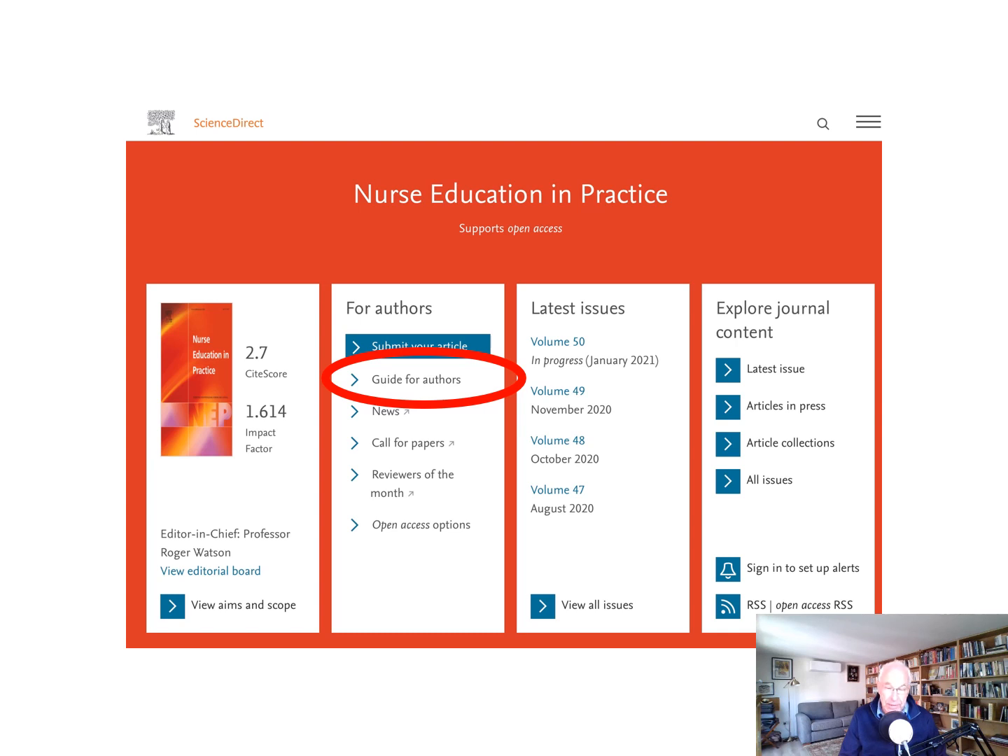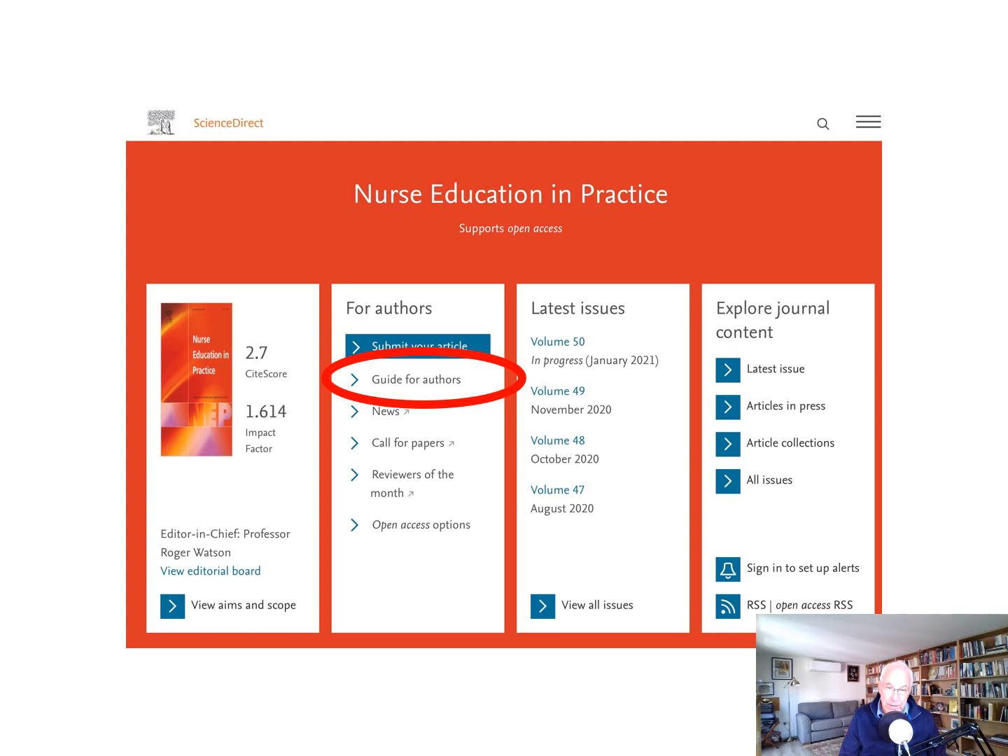On the landing page, you will always find prominently displayed Guide for Author. It may be called Guidance for Authors or Publication Guidance or something else, but you will find a link there which will tell you exactly what you need to know about everything to do with writing your manuscript and to do with submitting it. And if you follow the guidance closely, you have a much higher chance of being accepted.